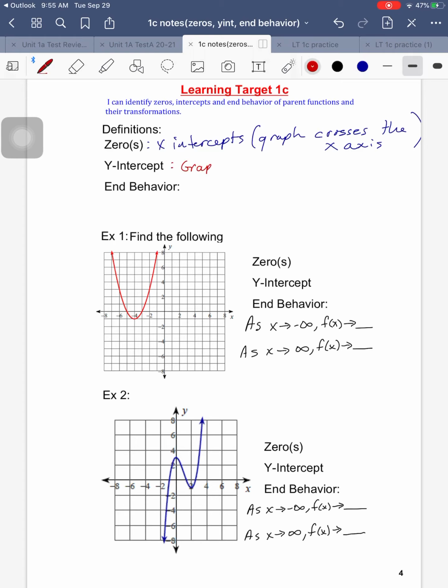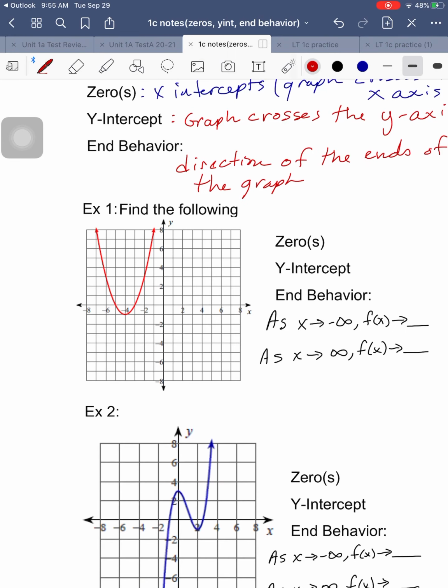And the y-intercept is where the graph crosses the y-axis. End behavior, these are talking about the direction of the ends of the graph. And I'll talk a little bit more about that in a little bit.